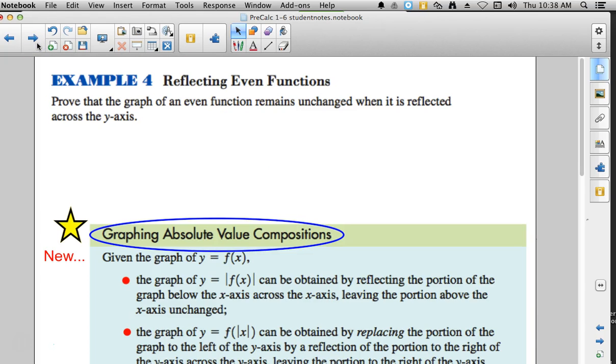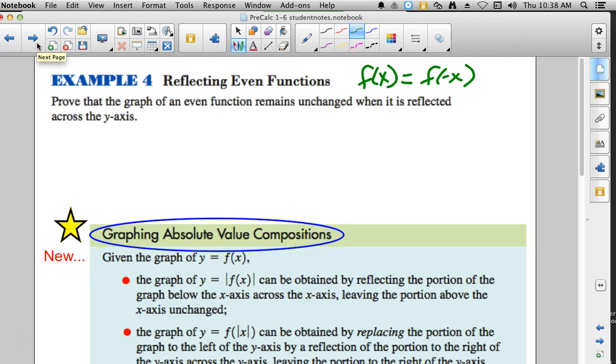Okay. So, reflecting even functions. This will make you happy. Prove that the graph of an even function remains unchanged when it is reflected across the y-axis. Oh boy. All right, prove, huh? This is kind of an algebra proof, but not. There's a lot of words in this.